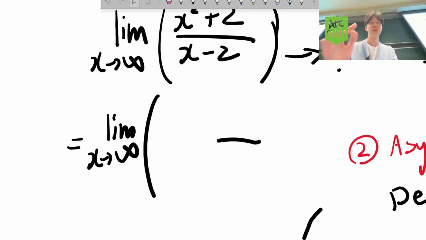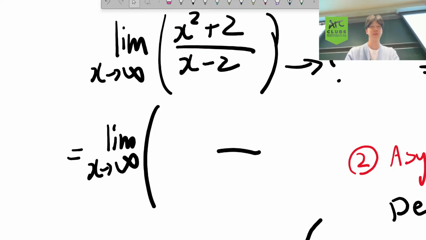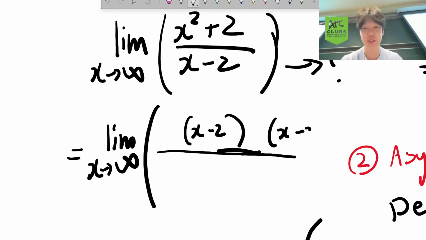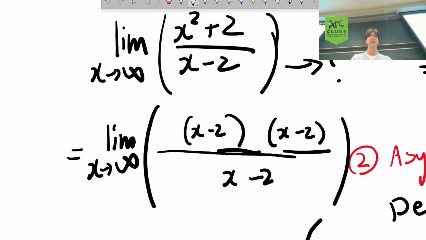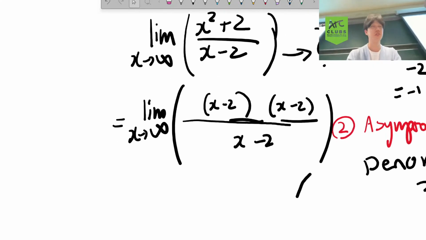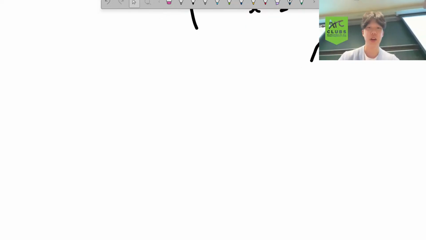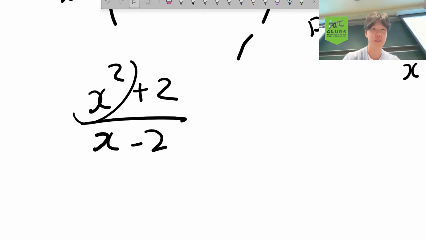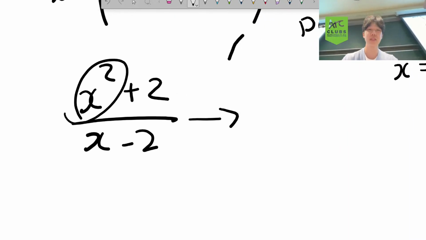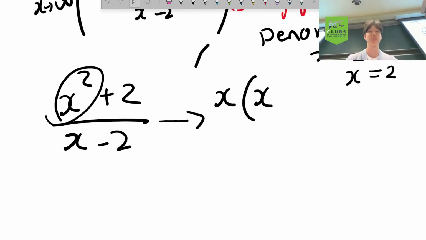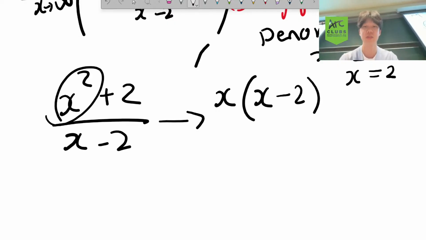But another way we can do this is to turn the numerator into factors of the denominator. And what do I mean by that? That means I want to have x minus 2, something like that, such that I can divide the numerator by x minus 2, so the denominator just cancels out entirely. I'll show you what I mean. I have x squared as my first term. That means I can factor it as x times x. But I want it in terms of x minus 2. So I can do x times (x minus 2).